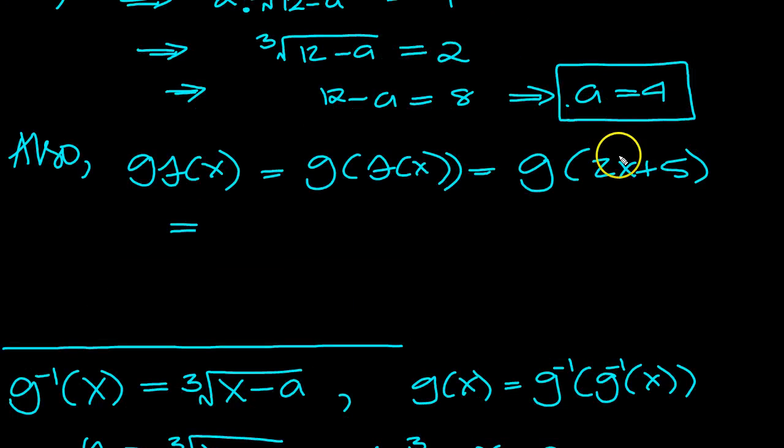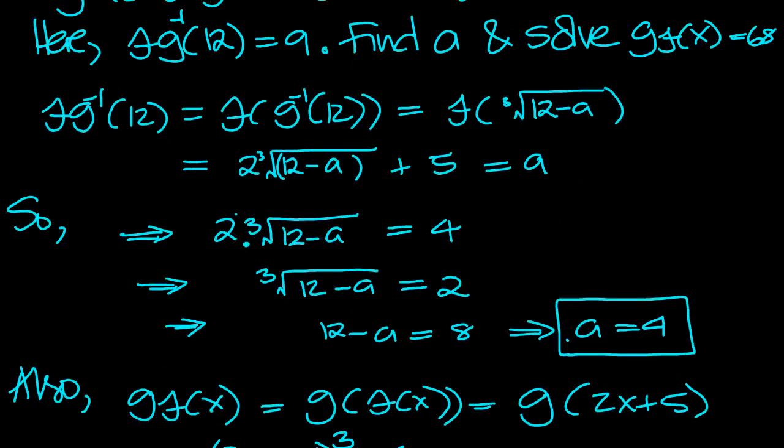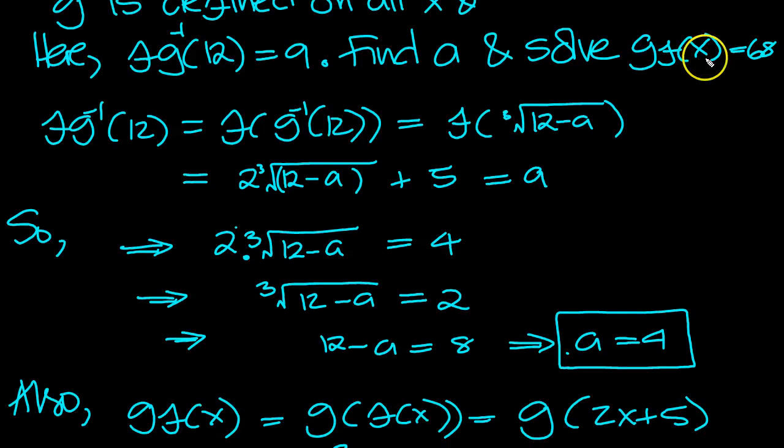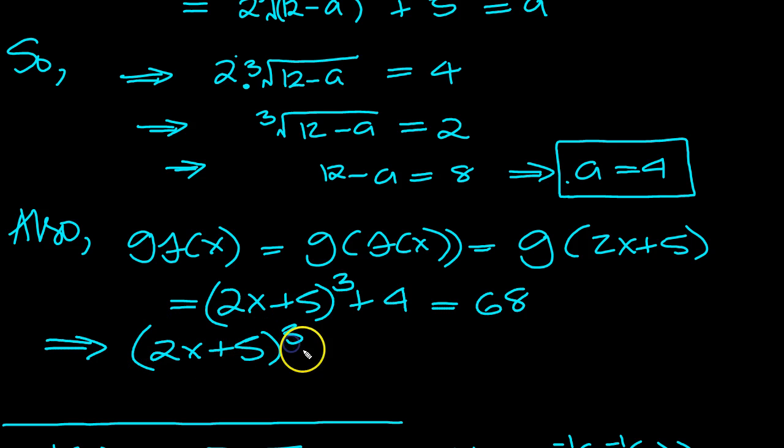So x cubed plus 4 becomes (2x + 5) cubed plus 4. Now that is equal to, on the question, g of f of x is 68, so let's put 68 in. That tells us (2x + 5) cubed is equal to, move the 4 over, 68 minus 4 is 64.